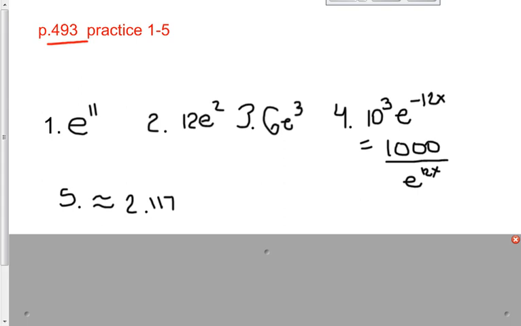And in number 5, you get to practice using your calculator. e raised to the, I believe it's the 3/4. You could have put this in a couple different ways. e raised to the 3/4 as a fraction would be parenthesis, 3 divide 4, parenthesis, and then hit equals. Or you could do e raised to the 0.75, and you'll come up with 2.117.